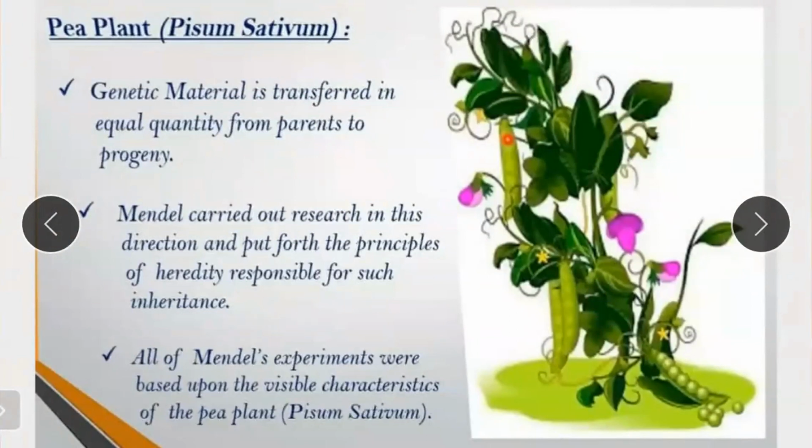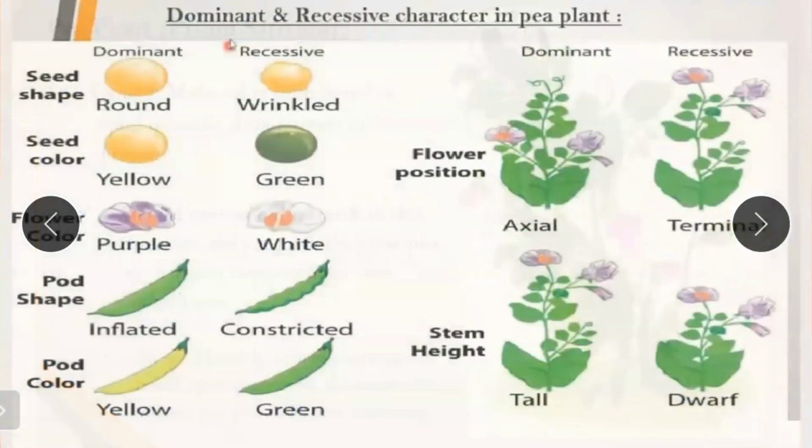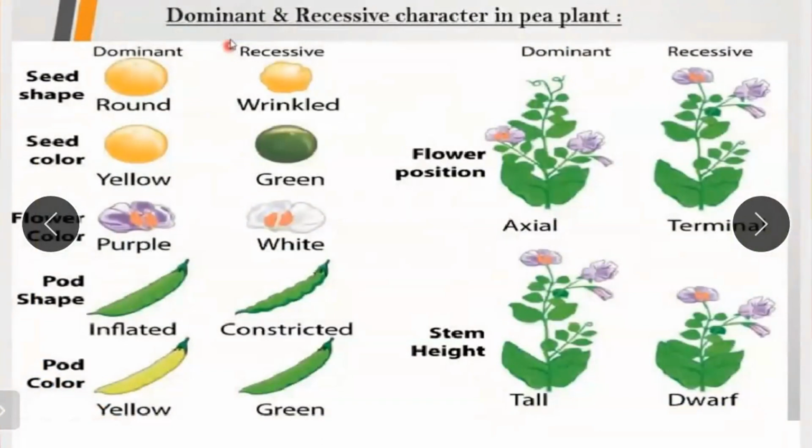Yes, here the genetic material is transferred in equal quantity from parents to progeny. So Mendel carried out research in this direction and put forth the principles of heredity, which are responsible for such inheritance. And all of Mendel's experiments were based upon the visible characteristics of the pea plant, that is Pisum sativum.